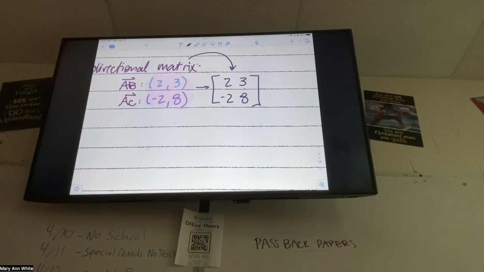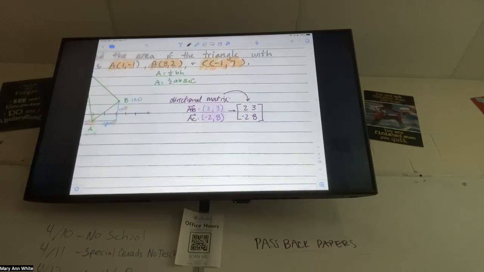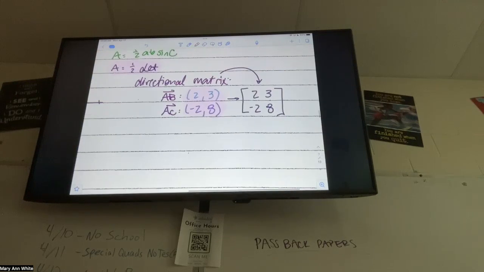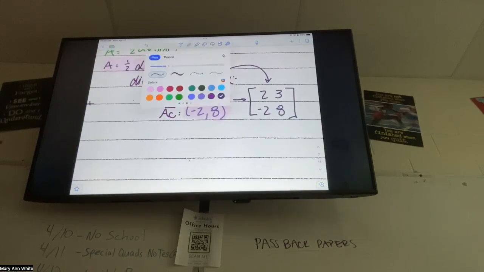From here, in order to do the area, I need the determinant. I'm going to find the determinant of this, and then my area formula, which I know is new here, is going to be 1/2 of the determinant. That's my matrix area. So if we can find the determinant of this directional matrix, we're just going to do 1/2 of that. You guys remind me, how do I find the determinant of this 2x2?